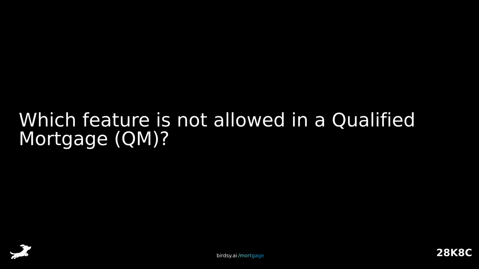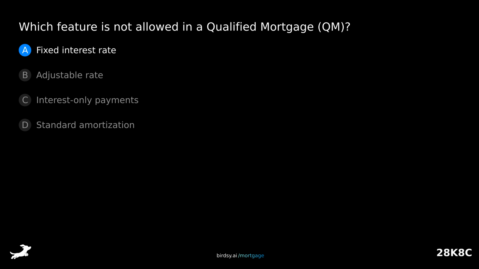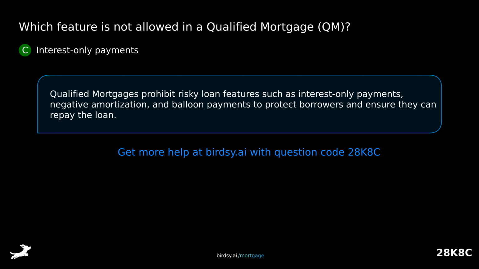Which feature is not allowed in a qualified mortgage, QM? Is it A, fixed interest rate? B, adjustable rate? C, interest-only payments? Or D, standard amortization? The answer is C, interest-only payments. Qualified mortgages prohibit risky loan features such as interest-only payments, negative amortization, and balloon payments to protect borrowers and ensure they can repay the loan.